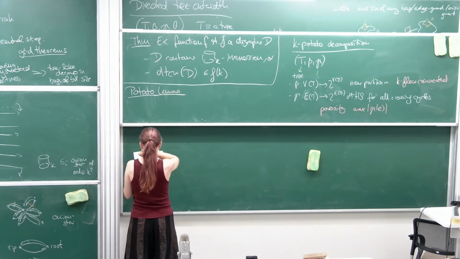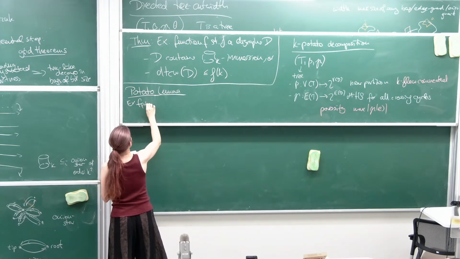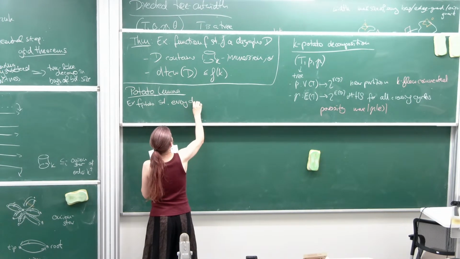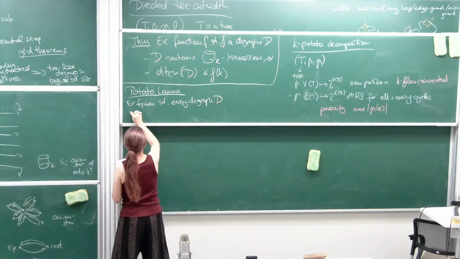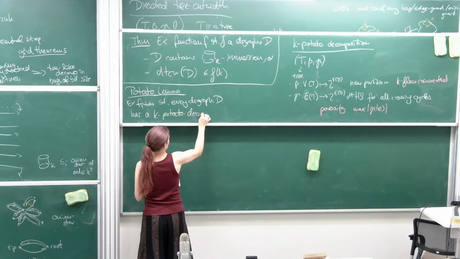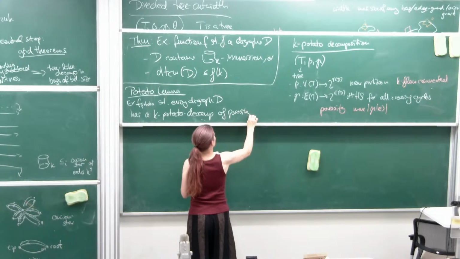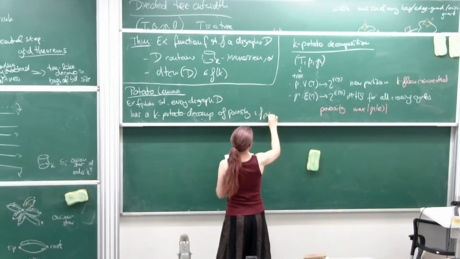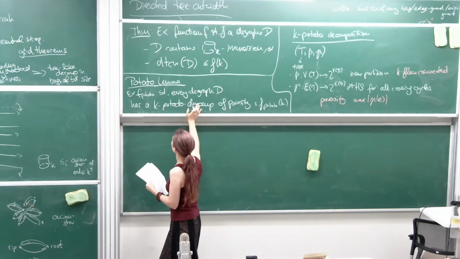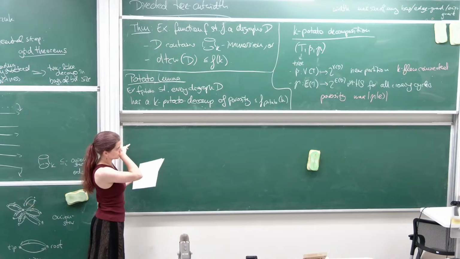And one can prove that there is a function, let's call it potato function or something like this, such that every digraph D has a K potato decomposition of porosity at most potato function of K. A major tool used for this are important cuts, and you prove it basically by induction on K.